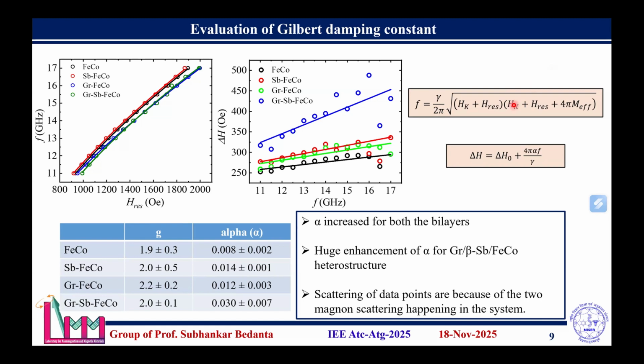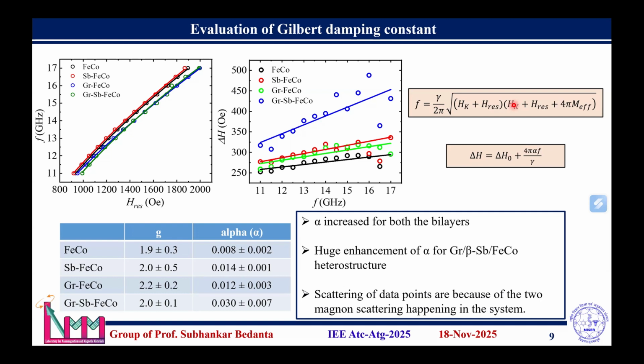Did you estimate the contribution of TMS, or did you just fit with the alpha and get it? Because if you get a very low alpha, as you are stating 0.008, we can also know the contribution of two magnon scattering. So did you fit it with that? No, we have not yet done the two magnon scattering analysis.